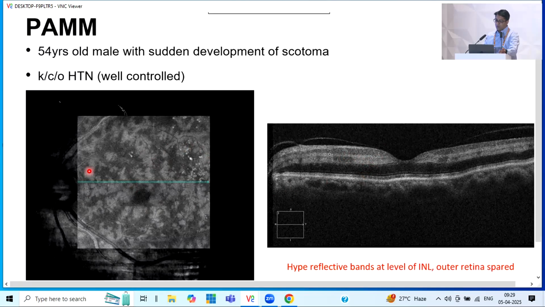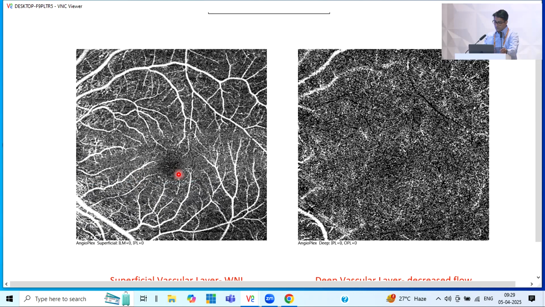This is the beauty of the NFAS image on the OCT angio, which has helped us to really differentiate a PAM. Again, in PAM, the deeper layers are more affected rather than the superficial layers. And only on OCTA can we see the deeper layers this clearly.